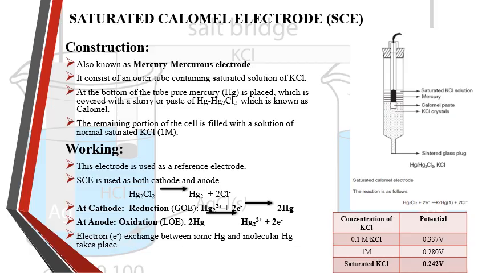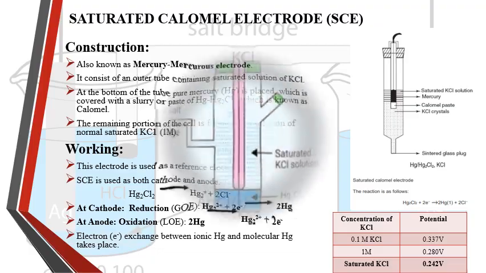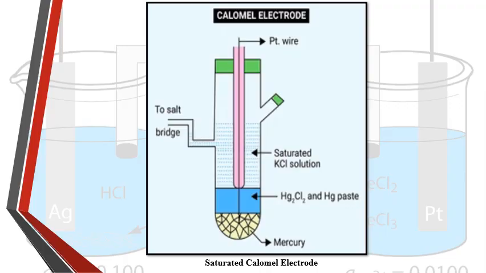paste, which is prepared by grinding mercury chloride with pure mercury and a milliliter of the saturated potassium chloride solution. Then pure mercury is placed in the electrode vessel. The advantages are that it is easy to construct and highly stable. This is how the calomel electrode looks like.